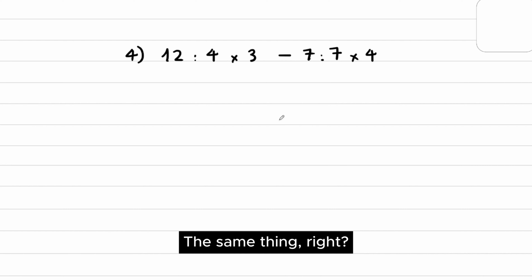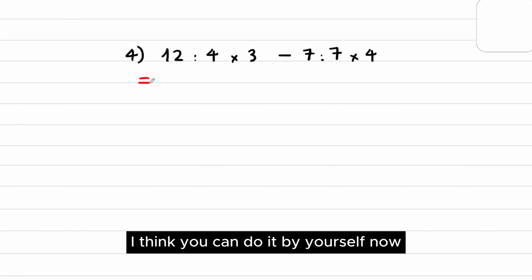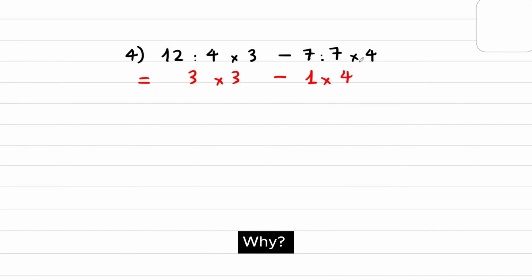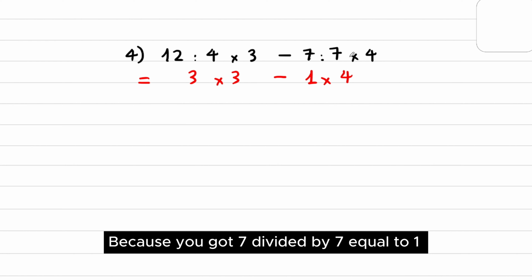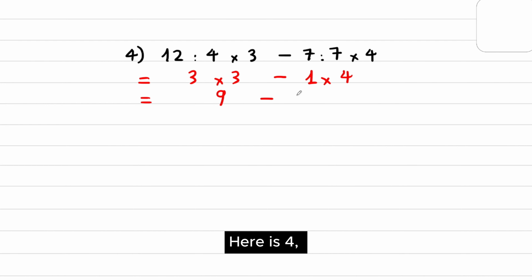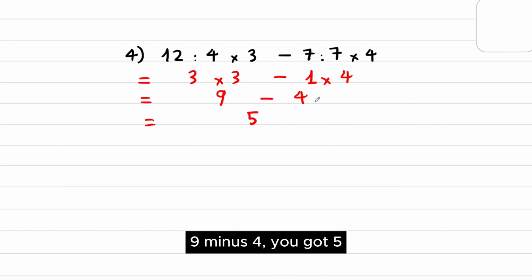The same thing, right? I think you can do it by yourself now. You got here 3 times 3 minus 1 times 4. Why? Because you got 7 divided by 7 equal to 1. Times 4, just repeat it. Okay, so here is 9, here is 4. 9 minus 4, you got 5.